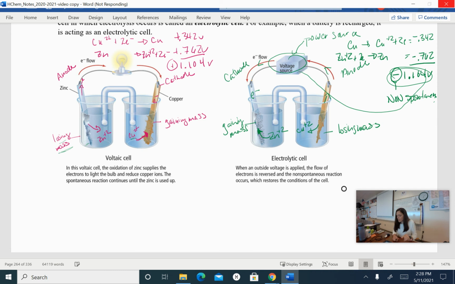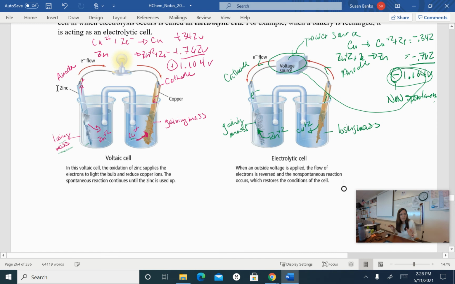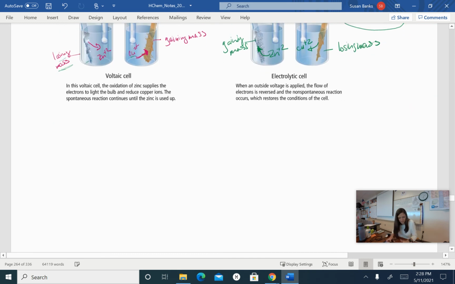Okay? Another way that we use electrolytic cells is to plate metals. So here's an example here.